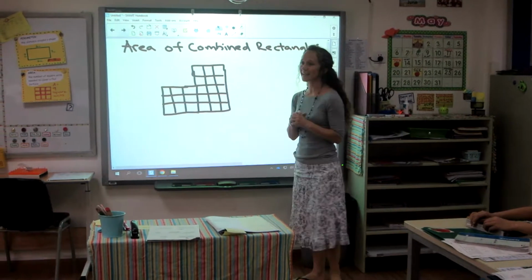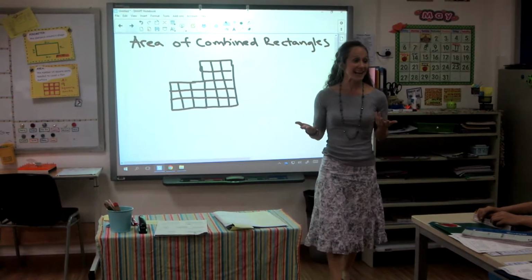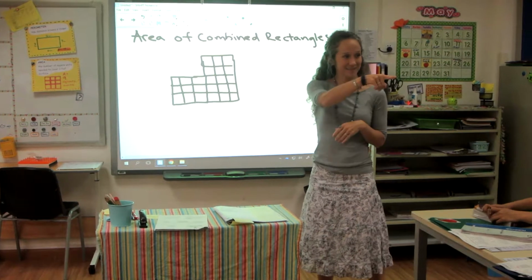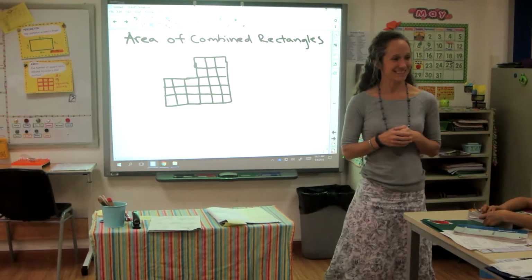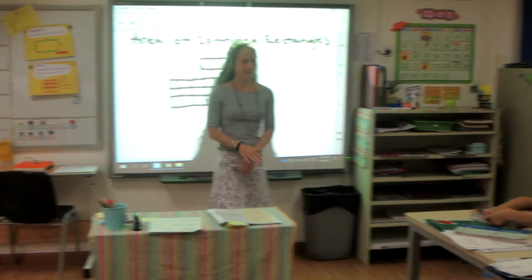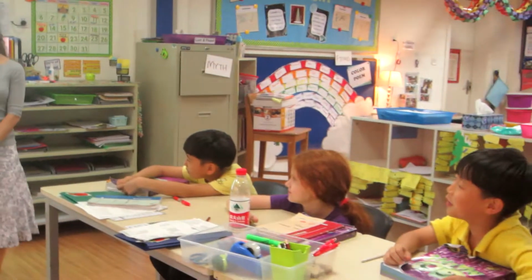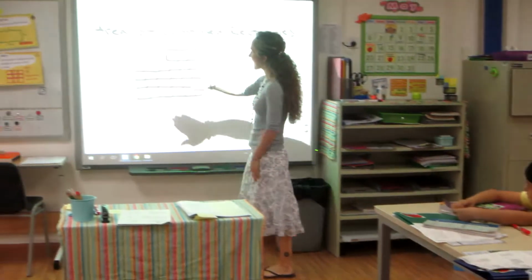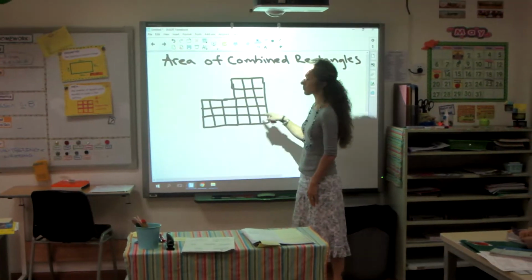Area of combined rectangles. So we've looked at area so far. An area is what? Michael? It's right there. You can even read it. What is the area? The number of square units needed to cover a flat surface. Good. So mostly we've been looking at squares. We've been looking at rectangles.